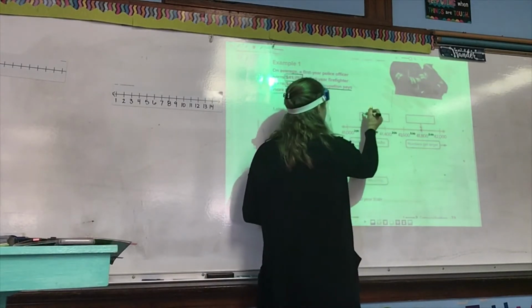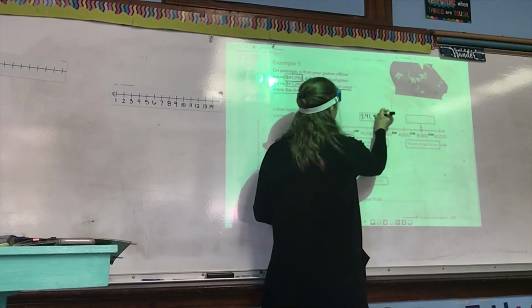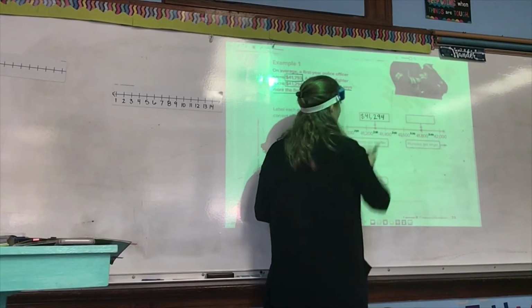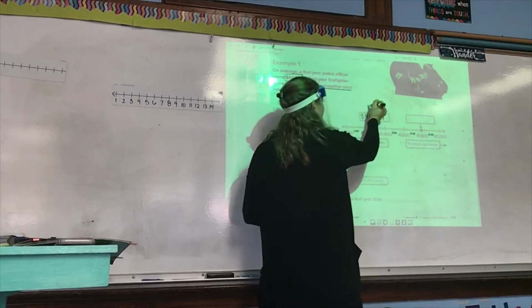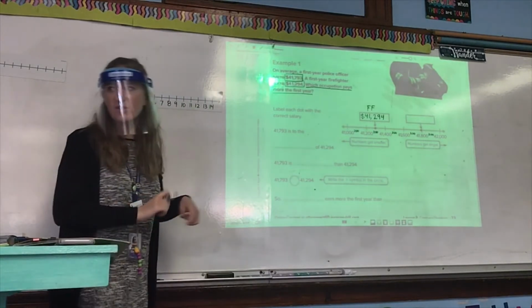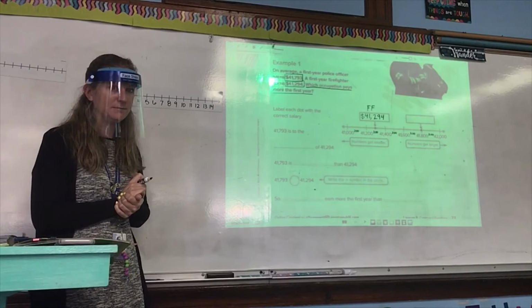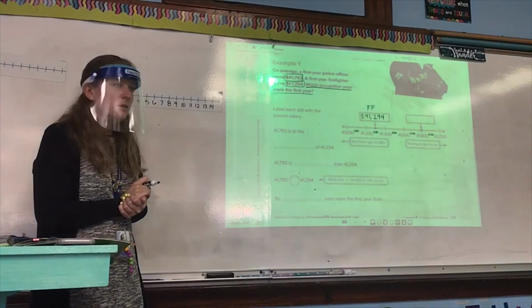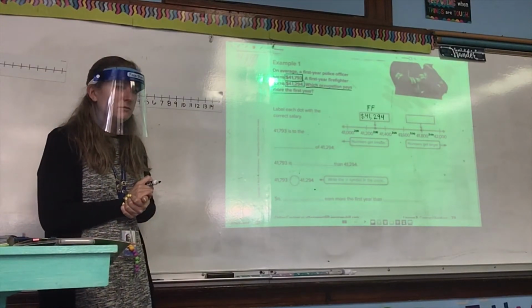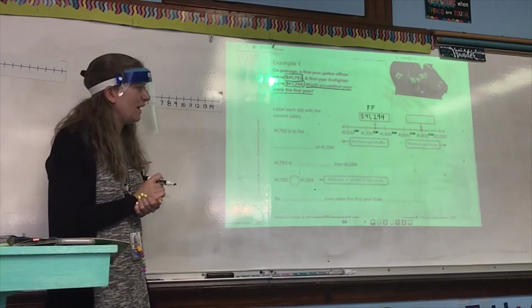So we're going to put 41,294, and we're going to go ahead and label it with an FF for firefighter, so that when we come back, we know that's the firefighter's salary. Then, we only have one left, but let's figure out why.